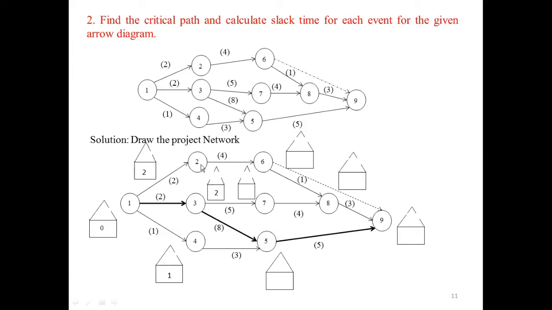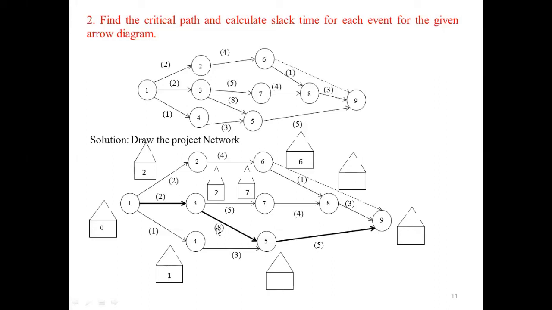Next, we'll start from node 2. For node 6, 2 plus 4 will get 6. For 7, node 2 plus 5 will get 7. For node 5, we have 2 arrows, that is from node 3 as well as from node 4. You have to enter here the maximum value in the square block. You have to represent the value which is maximum in the forward direction.